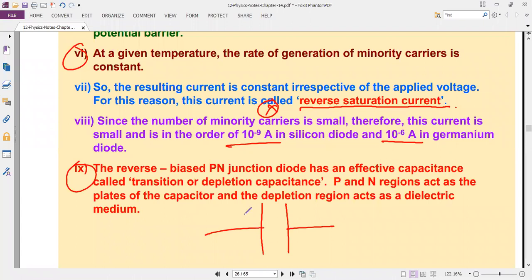Capacitor means two conducting plates separated by a small distance. One plate is positive, the other is negative. But the gap in between will act as a dielectric medium. So this is also an important key point.